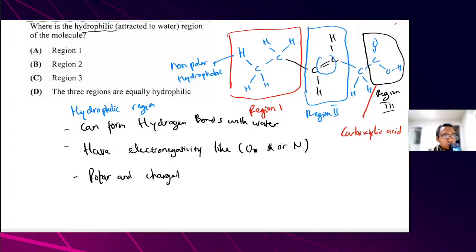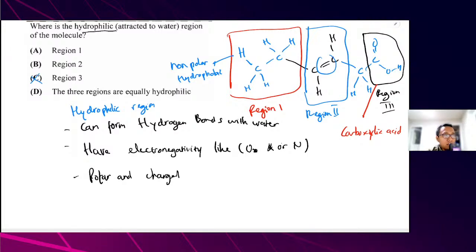Region 1 is non-polar and hydrophobic. Region 2 is the double bond, again only C and H, like region 1, so it is non-polar and hydrophobic as well. So the answer is region 3.